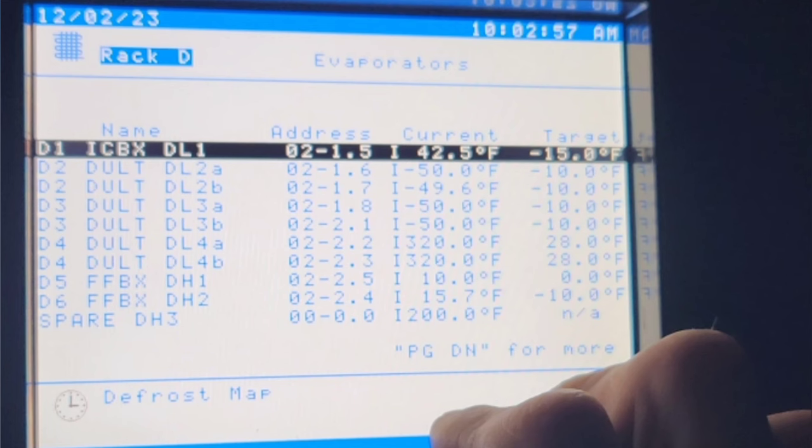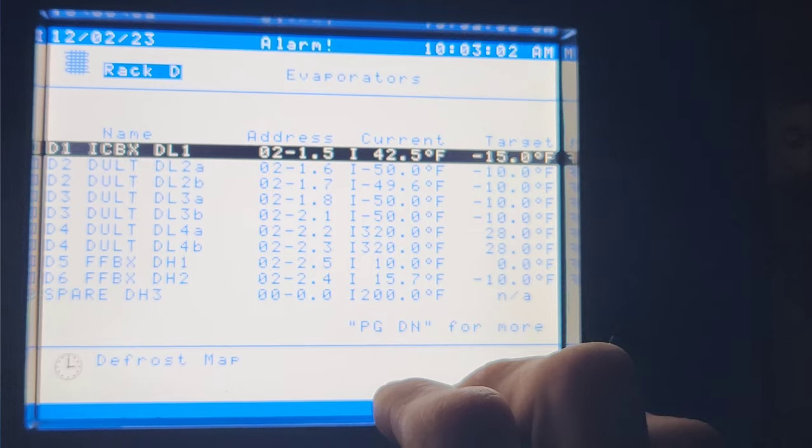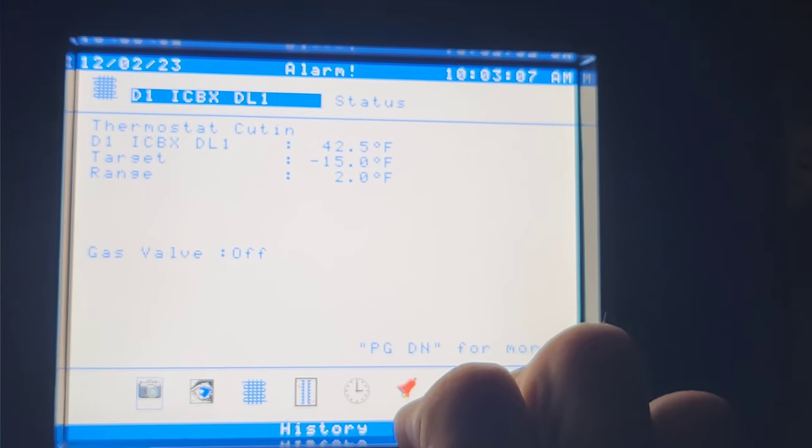Lots of these circuits don't have sensors that are being monitored by this Danfoss controller. Everywhere that it says either 50 or 320, that's an unmonitored circuit. But all of these ones have thermistors and they are connected to this controller and we can check them. So let's look at the first one. D1 shows 42 degrees right now.